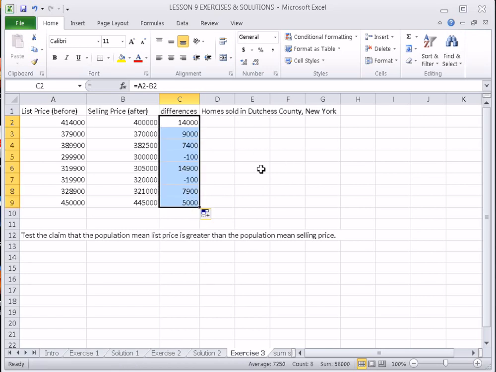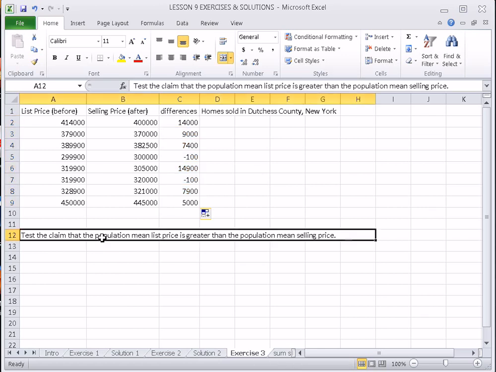Notice that this data set's kind of all over the place. We've got some positive values and some negatives, but it looks like we have a lot more positive than negative values. With the more positive values, that means the before was larger, which means it looks like the list prices tend to be larger than the selling prices. So notice the claim down here. We're going to test the claim that the population mean list price is greater than the population mean selling price.